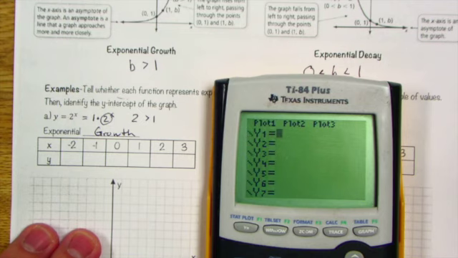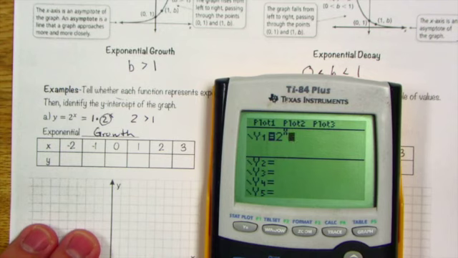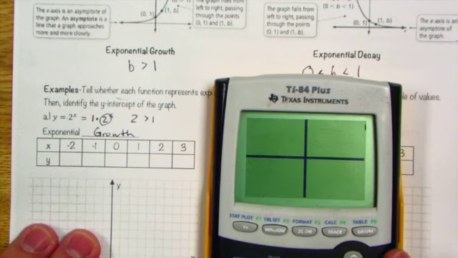So I'm going to put this in there, which is y equals 2 to the x. So 2 exponent and x. So you see I have the x there and the exponent. And so you can graph it if you want to and take a look at this.